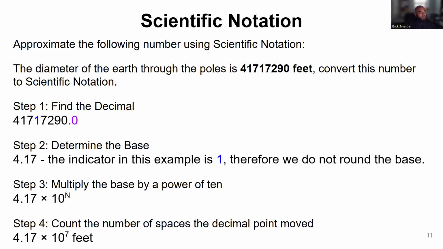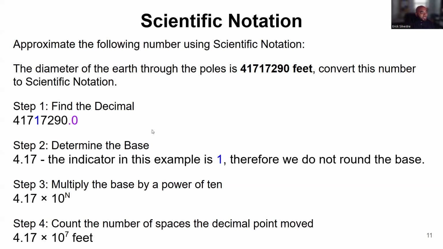All right. So for example, this is one example right here. The diameter of the Earth through the poles is this many feet. So we're going to say it's 41,717,290 feet. We're going to convert this number into scientific notation. The first thing is we know this is a large number because it starts with a whole number. So we know that the decimal is always at the end. If you don't see it, it's always at the end. So step number 1 is find the decimal. Again, if you don't see it, just add it and add a 0 after the decimal.